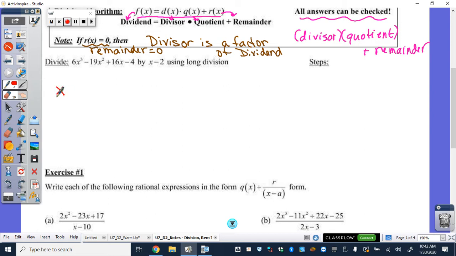We're dividing by x minus 2, so that's going to go out front. Underneath our long division bar, we'll put the polynomial we're trying to divide into our divisor, our dividend: 6x cubed minus 19x squared plus 16x minus 4. So there's our setup.